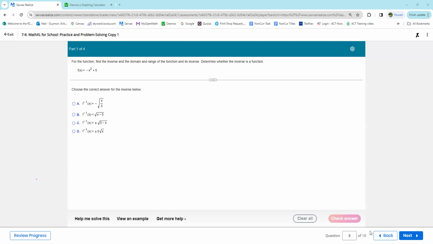For this function, find the inverse and the domain and range of the function. Determine whether the inverse is a function. All right, so we've got four parts to this question, and let's get started. Choose the correct answer for the inverse.